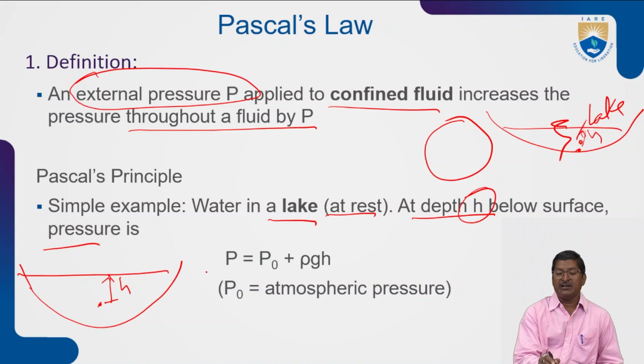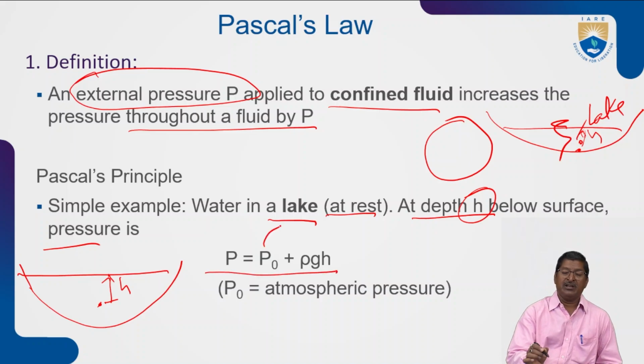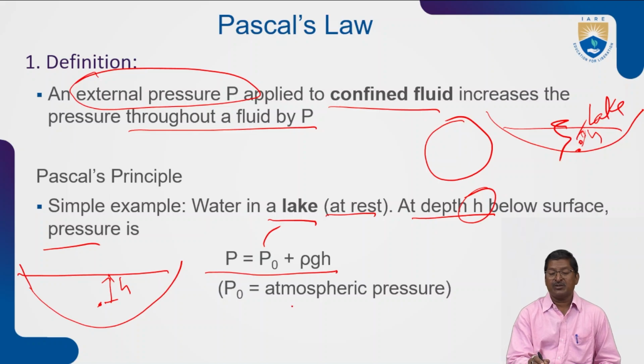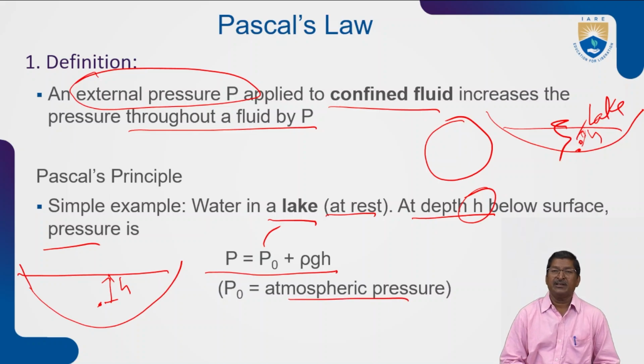The formula is here: P naught plus rho g h. Whereas this P naught is the atmospheric pressure. Atmospheric pressure means, on the earth, above the top surface of the liquids, the gases will be there, the atmosphere. So earth will have some attraction.